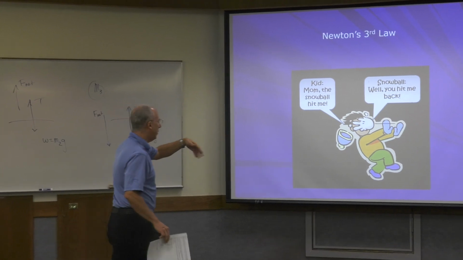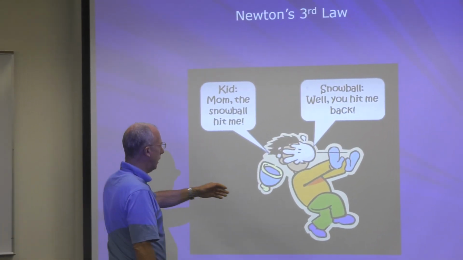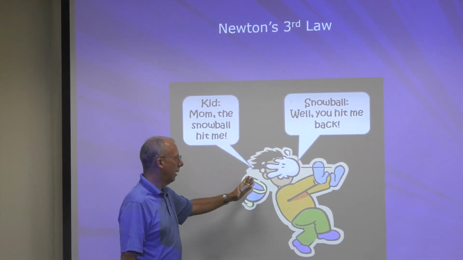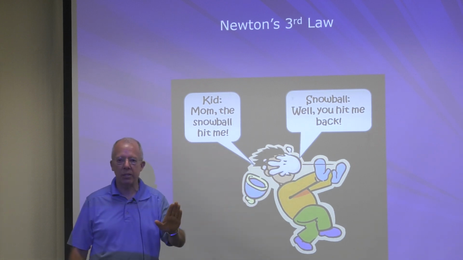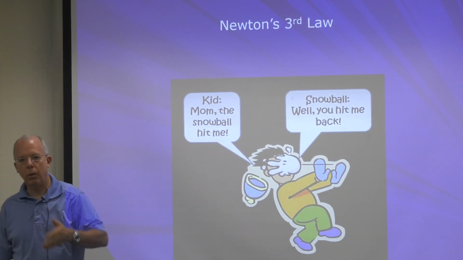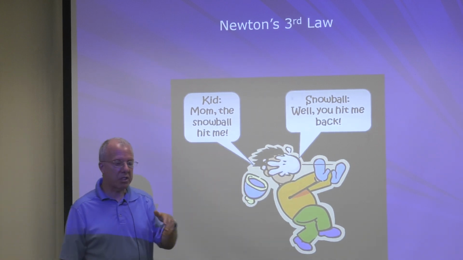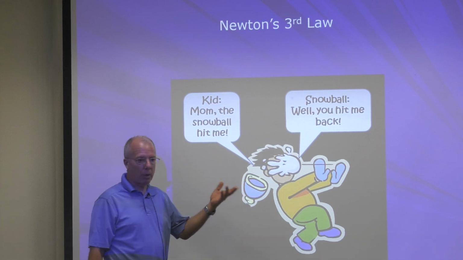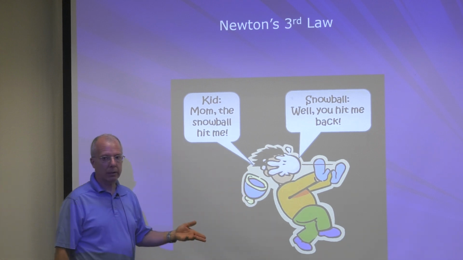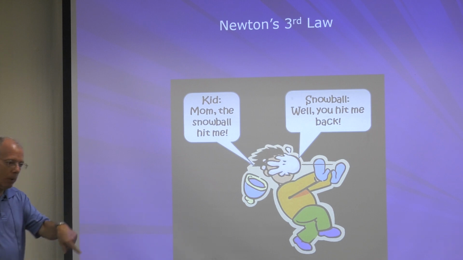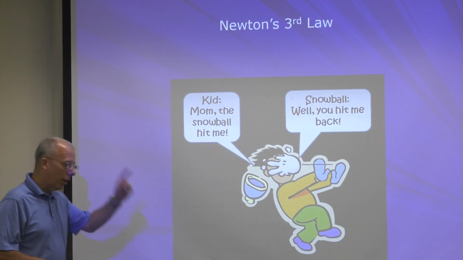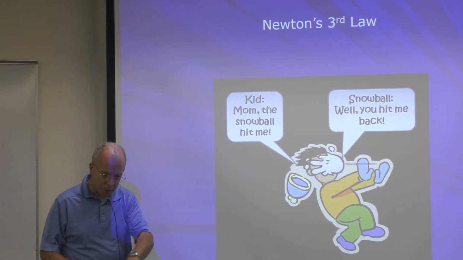So this kind of relates to it, right? Basically, the kid says, the snowball hit me. What does the snowball say? The snowball says, the kid hit me. And both of those perspectives are correct. The kid exerts a force on the snowball, and the snowball exerts a force on the kid.